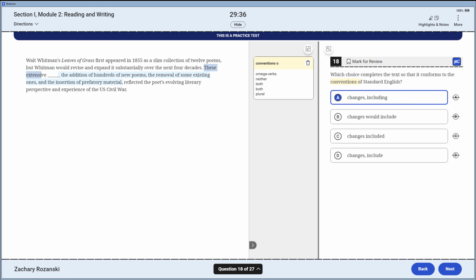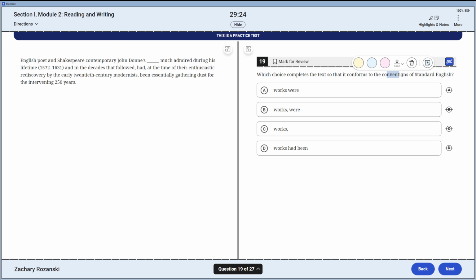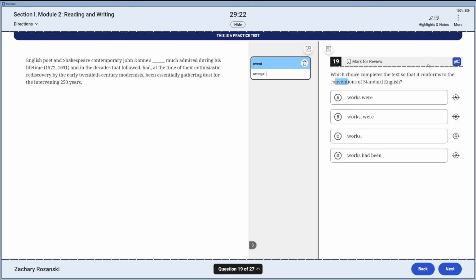And when I read over the bridge, these extensive changes reflected my verbs here. I can't have two verbs in one clause unless there's a coordinating conjunction. Therefore, this one falls, and this one would be disgustingly separating our subject from our verb. And I move on to the next conventions question. I see another one that's just the exact same. It's like a verbs question with punctuation involved.